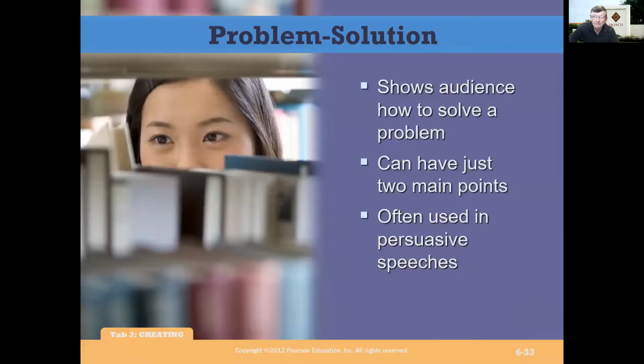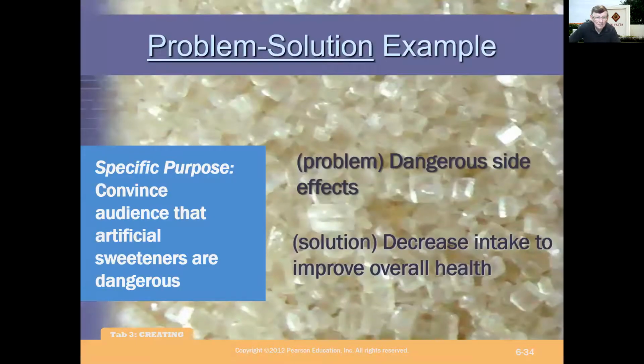Okay, problem solution. This many times is used in a persuasion speech, and usually there are only two main points. Here's the example. Specific purpose: to convince, persuasion, that the artificial sweeteners are dangerous. Here's the problem with artificial sweeteners: dangerous side effects. Solution: don't take them, don't eat them. And that would be problem solution.